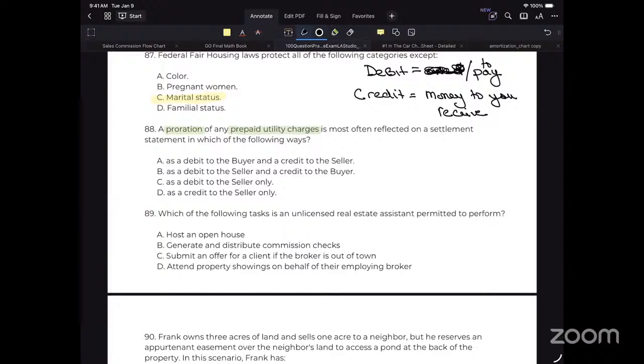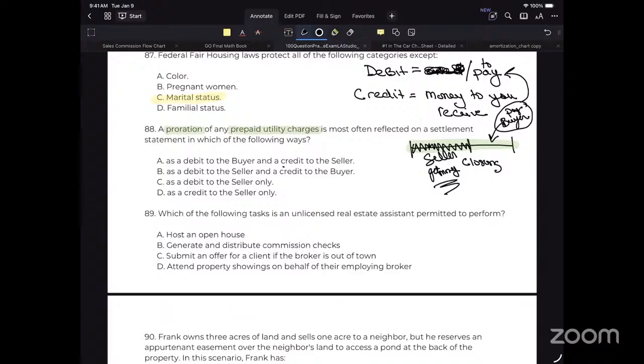So if there's a utility bill and it was prepaid, that means if this is the closing, the seller would have paid for everything. But yet the seller only owned the house from here to here. So it makes sense that the buyer needs to pay back that seller for whatever they paid in advance, right? So that means the seller needs to get money and the buyer needs to pay money. And we know if the buyer is paying, that's a debit. And we know the seller needs to get that money, so that's got to be a credit. We're looking for a buyer debit, seller credit.